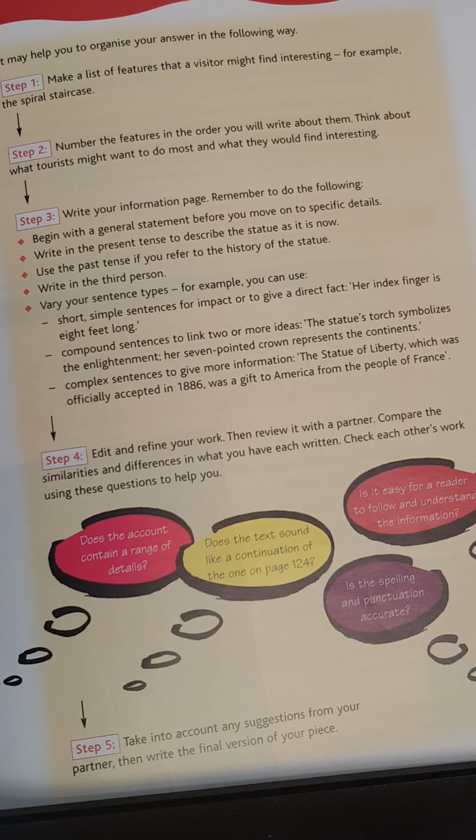The next step, step 3, write your information page. And we've got some guidance here as things that we need to remember when we're doing this type of writing. Begin with a general statement before you move on to specific details. Write in the present tense to describe the statue as it is now. Use the past tense if you refer to the history of the statue, and we've got lots of information about the history of it. Write in the third person. Vary your sentence types, and so we've got 3 different sentence types there that you can use in this piece of information. Step 4 then is editing and refining your work.